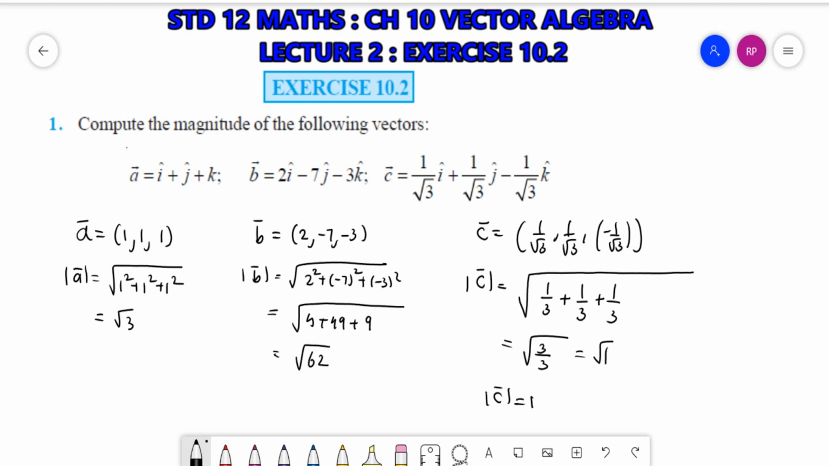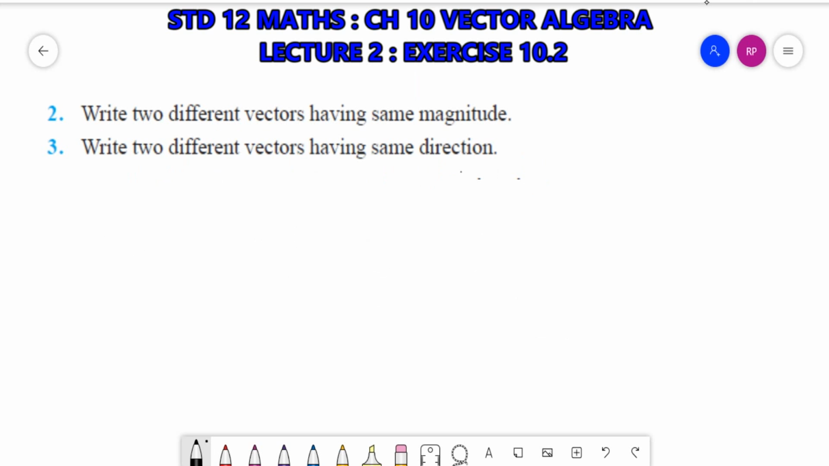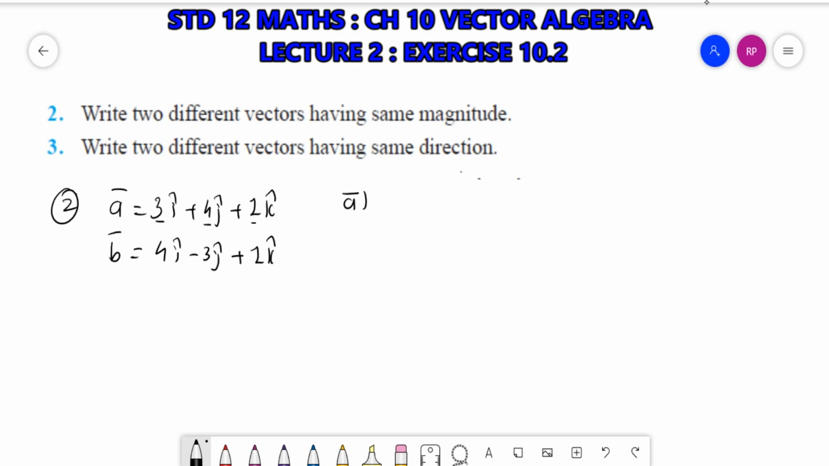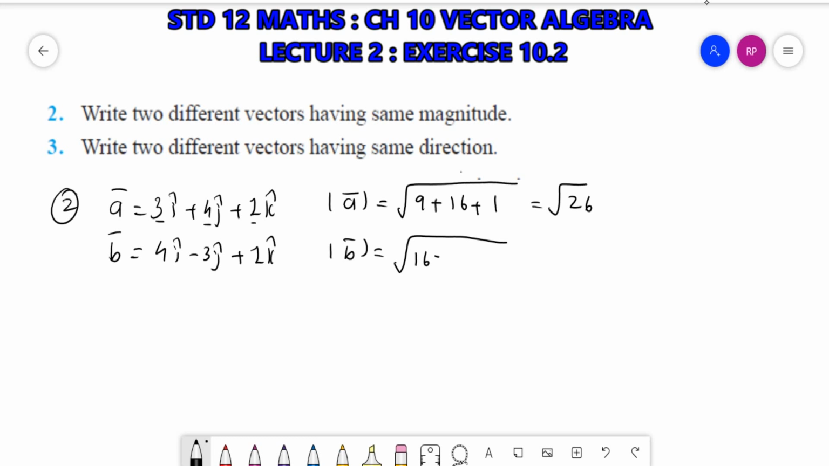Now let's move to the next question. Write two different vectors having the same magnitude. So you can write vector A as 3i plus 4j plus 1k, or B, just the numeric value must be the same. It can be in any direction, like 4i minus 3j plus 1k. Both are different vectors. Magnitude of A is under root of 3 square, that is 9, plus 4 square, that is 16, plus 1, so that is root 26. And magnitude of B is 4 square, that is 16, minus 3 square, that is plus 9, plus 1 square, that is also root 26. So vectors A and B are two different vectors having the same magnitude.